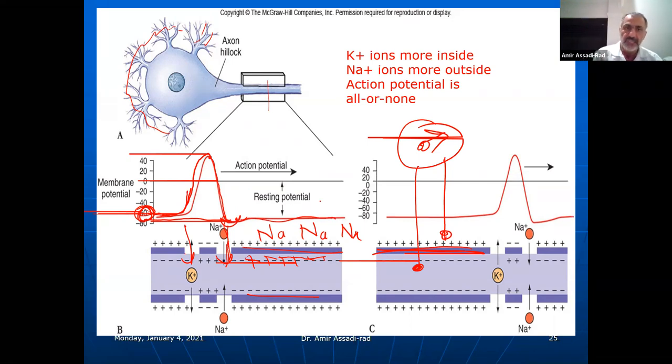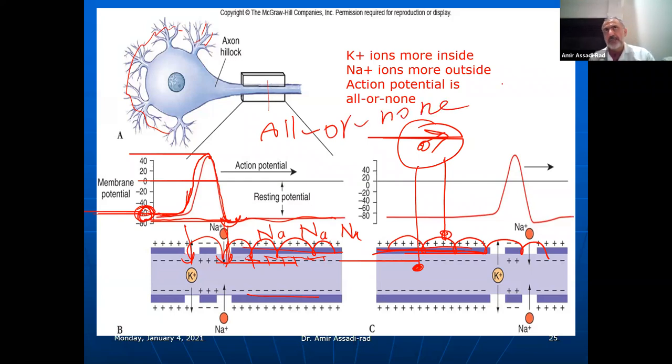So what happens, the action potential goes through every little segment of the axon. Every little segment of the axon, you gotta go through. So they call this all or none, all or none. It cannot happen that a portion of the axon gets stimulated and the rest of it does not get stimulated. That does not happen. What did I say? Potassium ions more inside, sodium ions more outside, action potential is all or none.